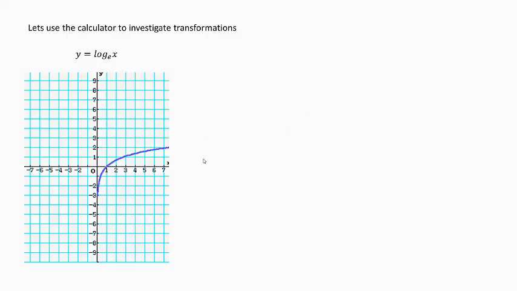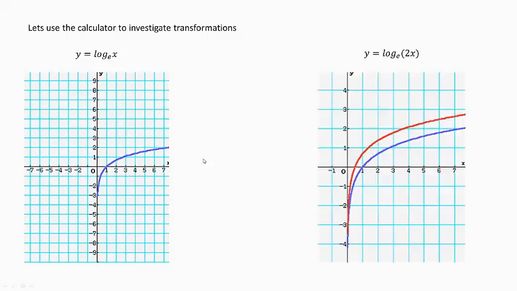Now let's see, what if we put the 2 inside the bracket? So this is now, instead of taking the log of x, we're taking the log of 2x. What's going to happen here? Again, I've made the graph bigger so that we can see what's happening. This is a bit harder to see. Here's my original point here, and here's where that same point is being dilated to.